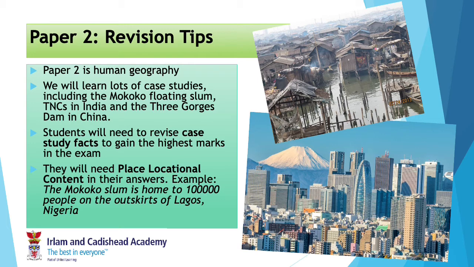Students will need to revise these case study facts to gain the highest marks in the exam. They will need to know exactly how many people live in Makoko, exactly where it is, and different facts about how much the Three Gorges Dam cost, and these figures do have to be exact. That's called place locational content. So for example, writing about the place so that they can show the examiner that they've definitely studied it. While there are a lot less keywords within this paper, the best thing to revise for this one is the case studies, making sure that they know the places that we've been studying and can talk about them in the exam.